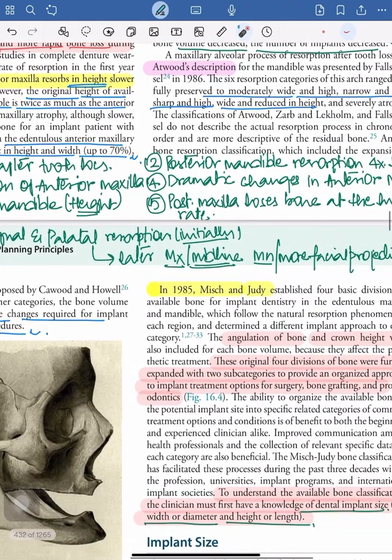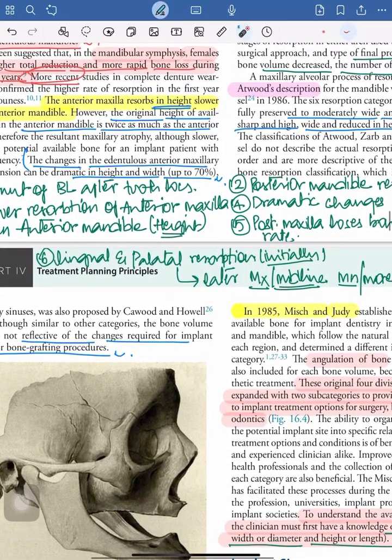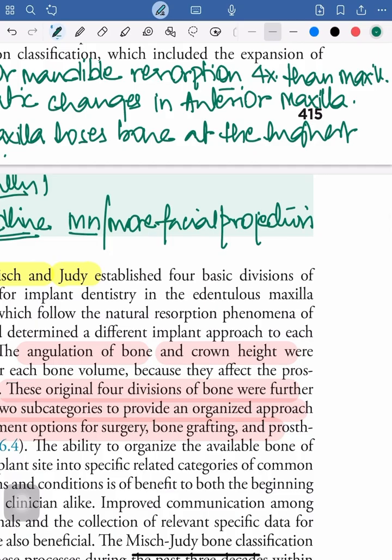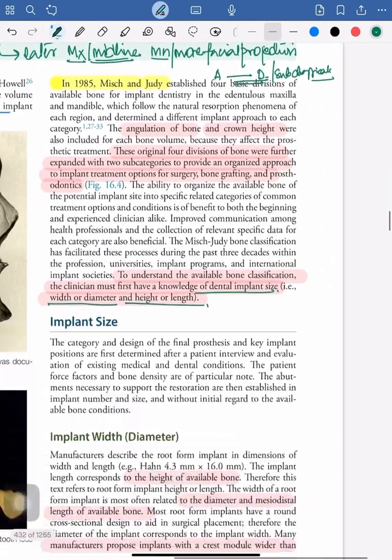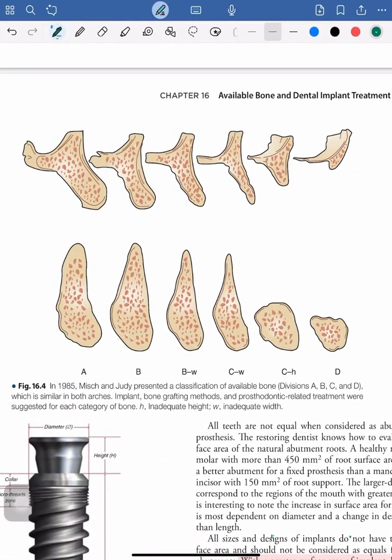All right. They postulated many classifications of residual ridge, but out of all those classifications, what's more important for us is the Misch and Judy classification. Basically, they classified the residual bone into A to D, and later they added some subclassifications. So we will see their classification.